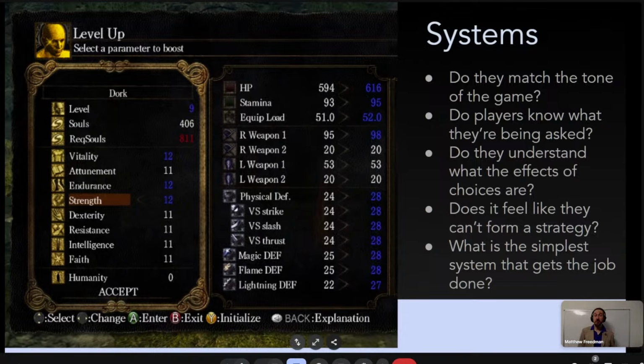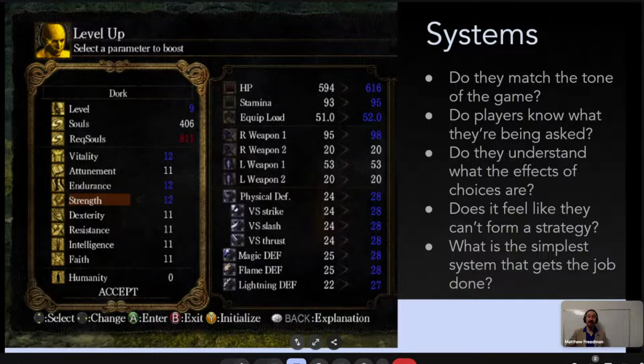So also if I'm leveling up, going to the next bullet point there, do the players know what they're being asked? As in, if I'm giving them a choice about where they're distributing their points, do they understand what the resources are, how those resources are being used, what the impact of their resource use will be? Do they understand the overall effects of those choices? So if I am putting points into strength, and for some reason that's reducing the amount of damage I take, that is just confusing. That's a poorly designed system there.